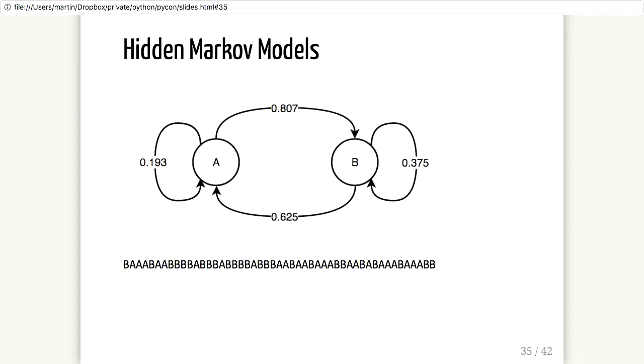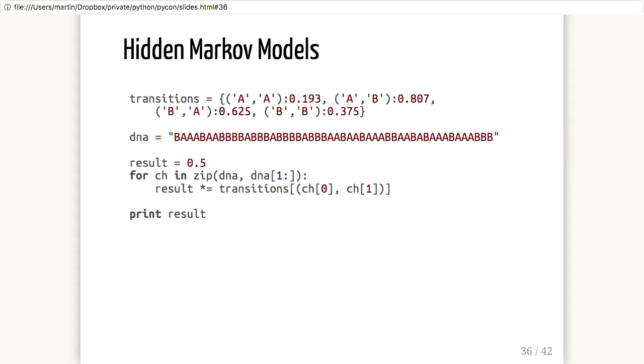Okay, so when I looked at this problem, I thought, okay, this looks very much like a graph. We've got 2 vertices, 4 edges, and so we could model it as a graph. Using Python, to me it seemed natural. If we're modeling a graph, we have a dictionary. So I created a dictionary called transitions. And because in Python a dictionary key can be a tuple, we can say A to A is 0.193, A to B is 0.087. So we've modeled that finite state machine, that Markov model.